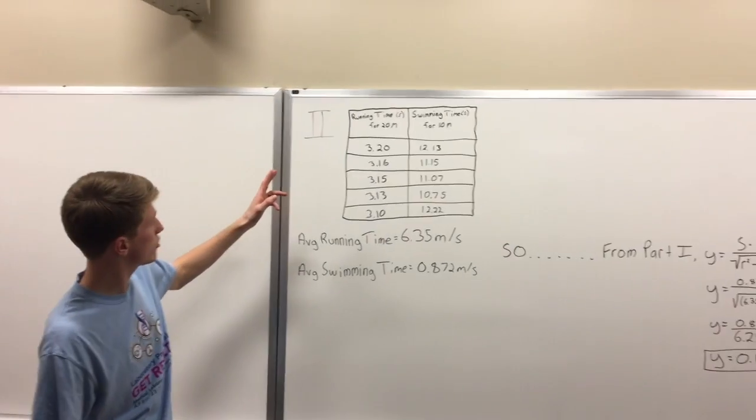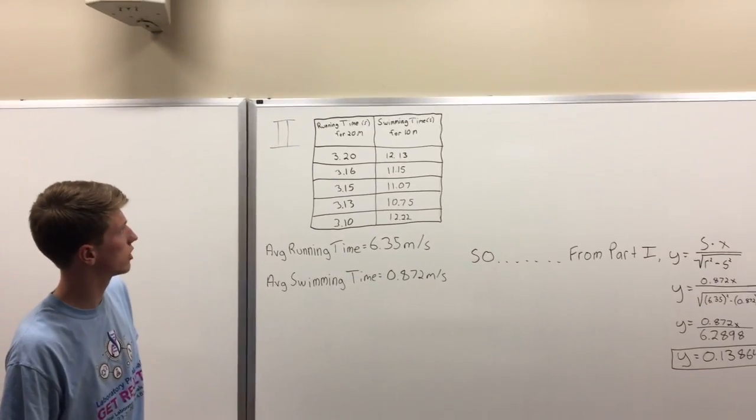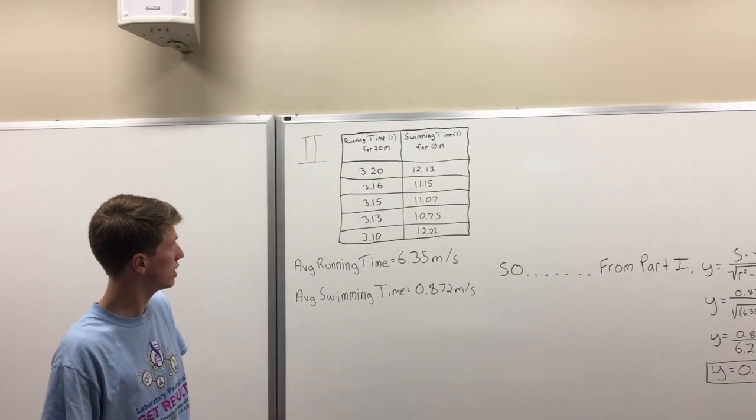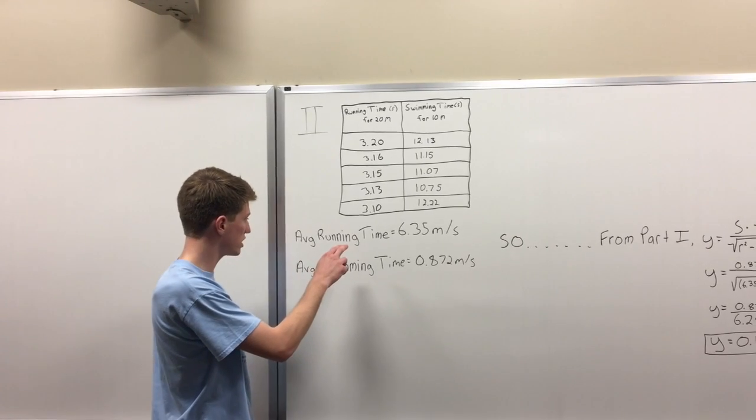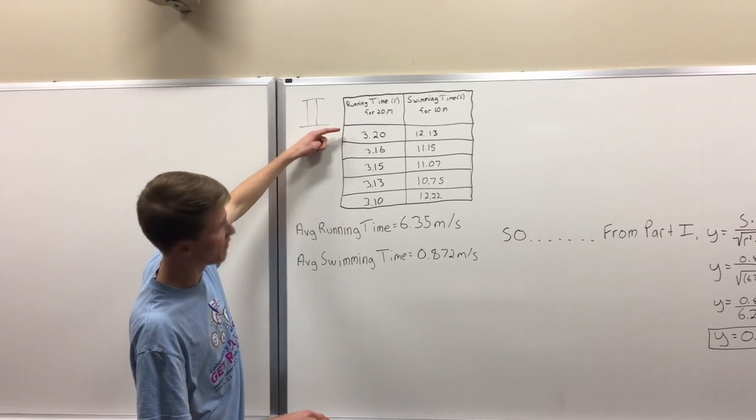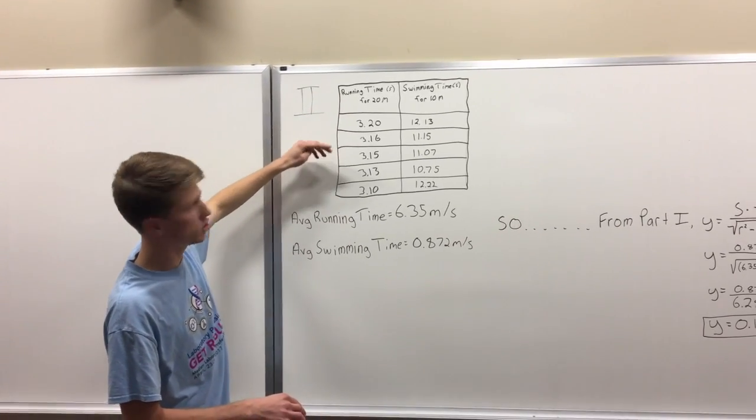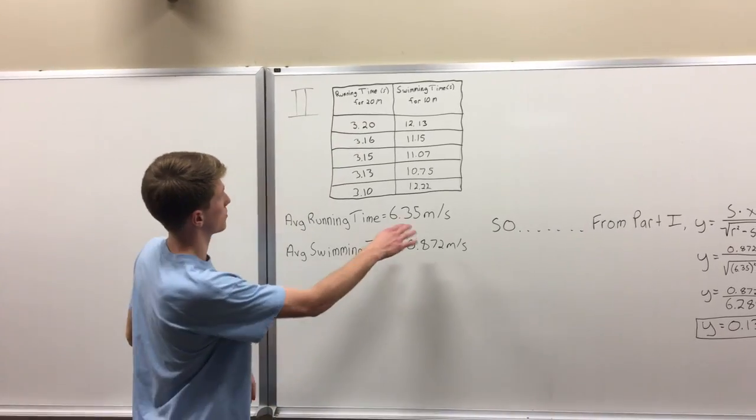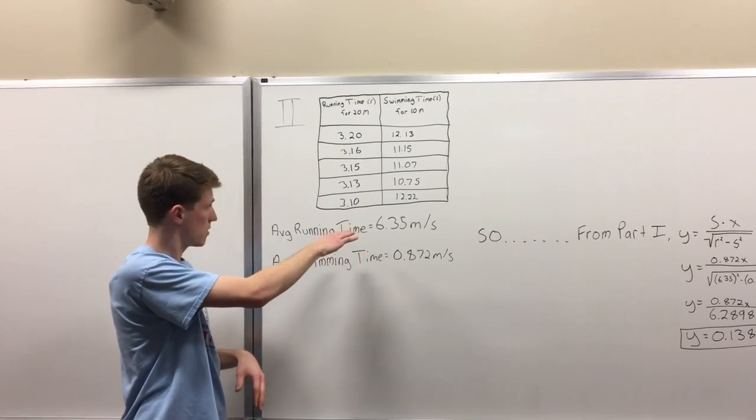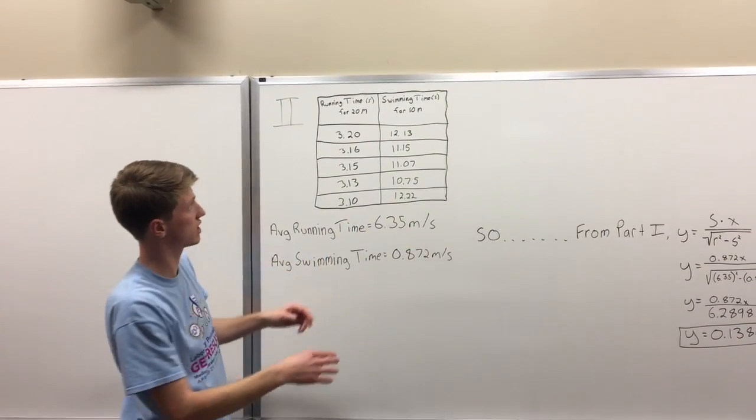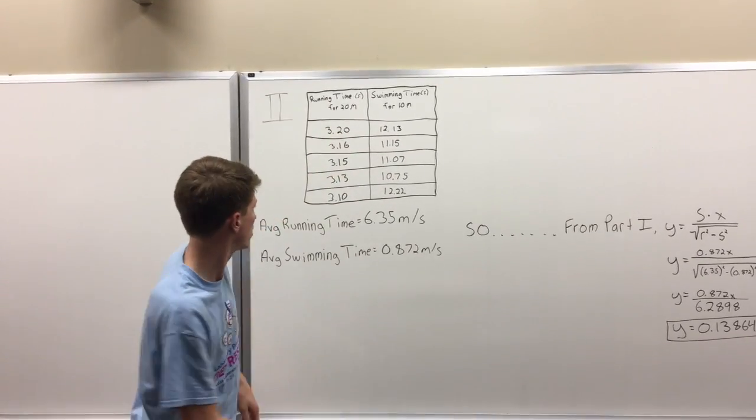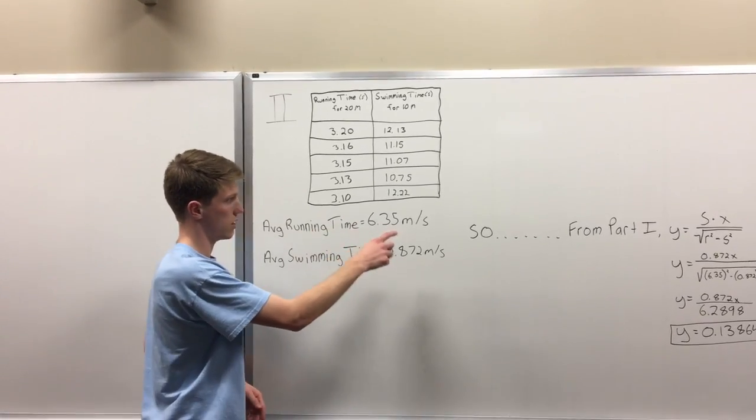Okay, for part 2, the first thing we needed to do was look at the different running times and swimming times for Elvis, and we calculated the average running time and the average swimming time. For each, we found the average of these 5 numbers and then divided 20 by that to give us meters per second, because these are seconds per 20 meters. So we got the average running rate in meters per second, and then we did the same with swimming, finding the average of these 5 numbers and then dividing 10 by that. So basically, this is R and this is S.